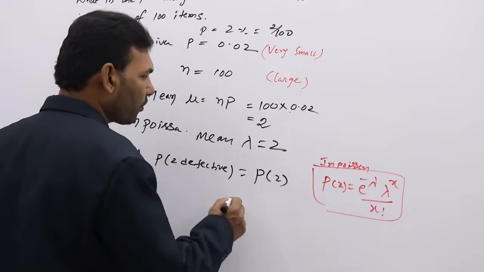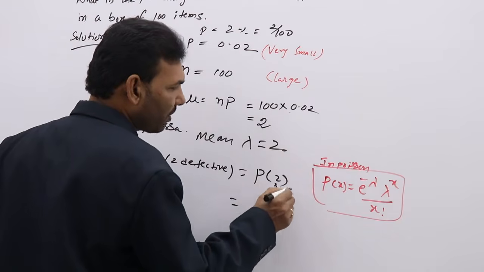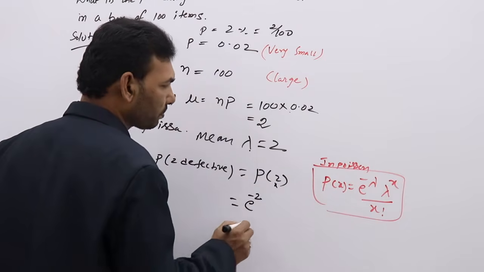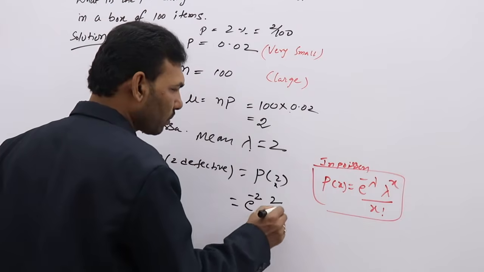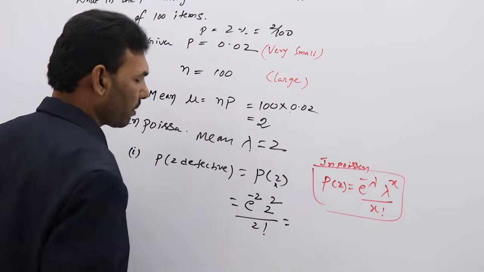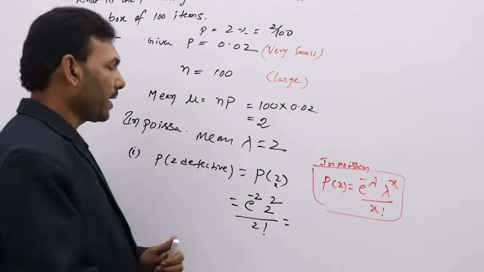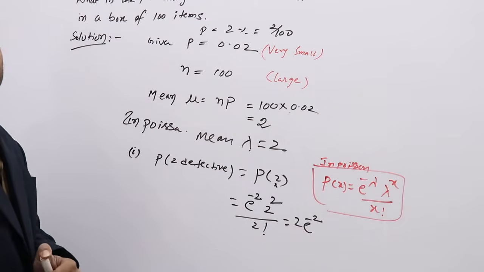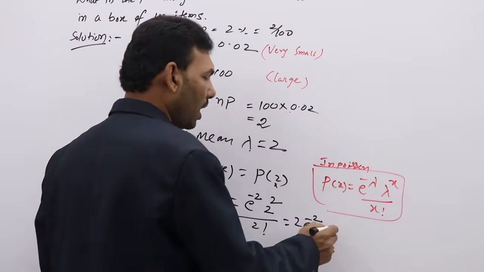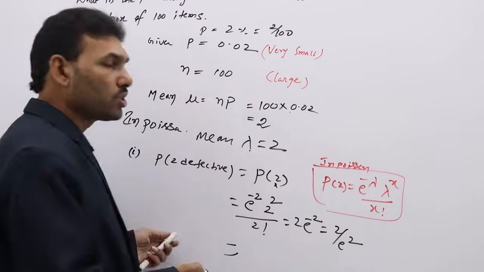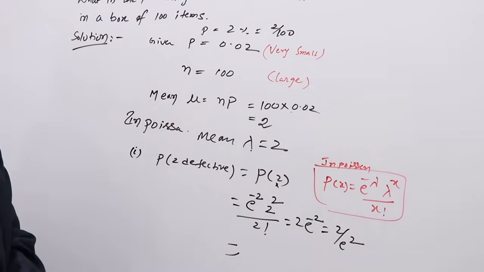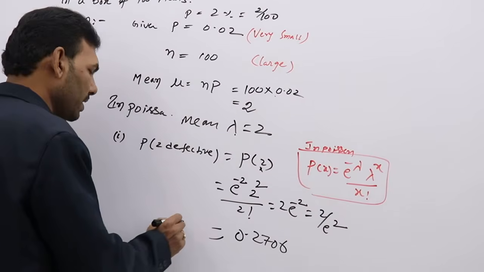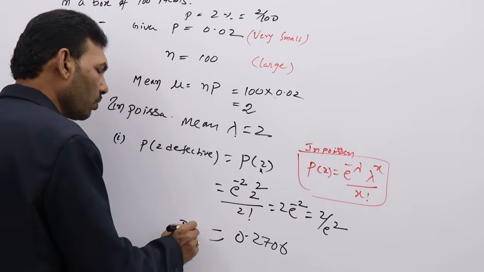Now probability of 2 means here in the place of x you have 2. Lambda value you know. So substitute e power minus 2 into 2 power x by x factorial, 2 square by 2 factorial. So what will you get? 2 e power minus 2. Probability of 2 defective is 2 e power minus 2, or 2 by e power 2. Use your calculator to get that value. The value is 0.2706, the probability of 2 defective items.